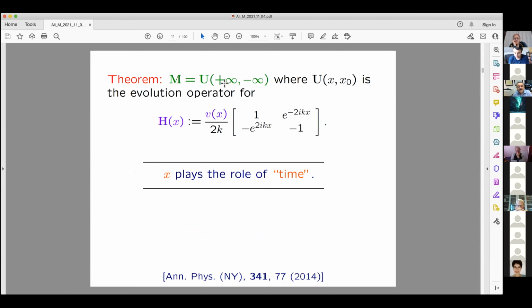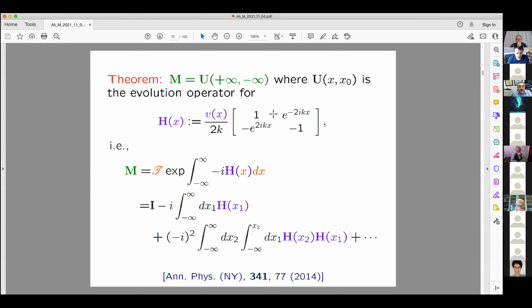This Hamiltonian has a very nice structure. The potential appears as its coefficient, and the rest of it is a matrix which has a fixed form. And here x plays the role of the dynamical variable rather than time. So it's an effective time. And because it is time dependent in quotes, the solution of the time dependent Schrodinger equation cannot be done exactly. So you can at best write a Dyson series for the solution. So the transfer matrix is given by the time ordered exponential of this Hamiltonian.